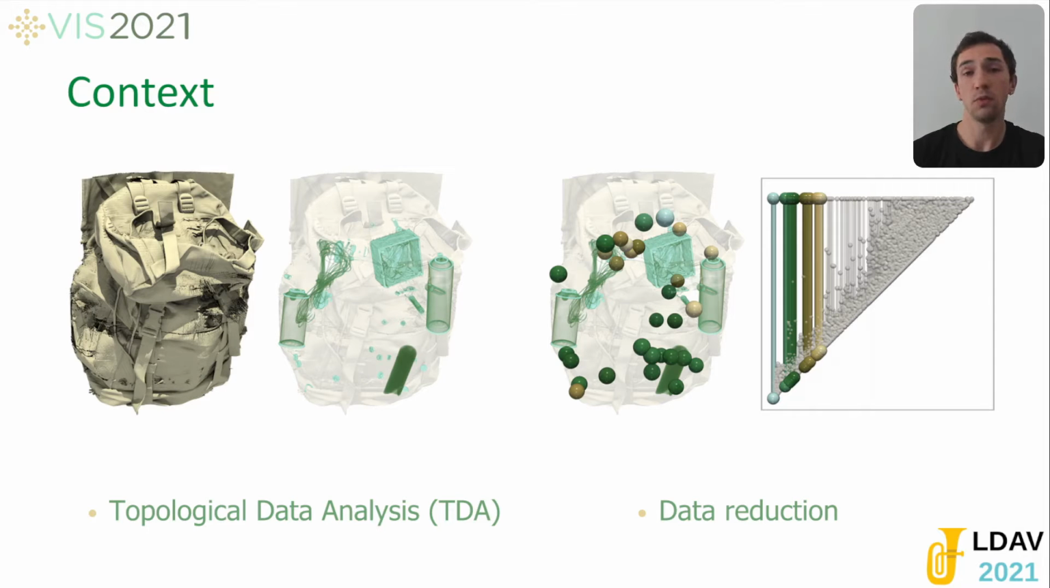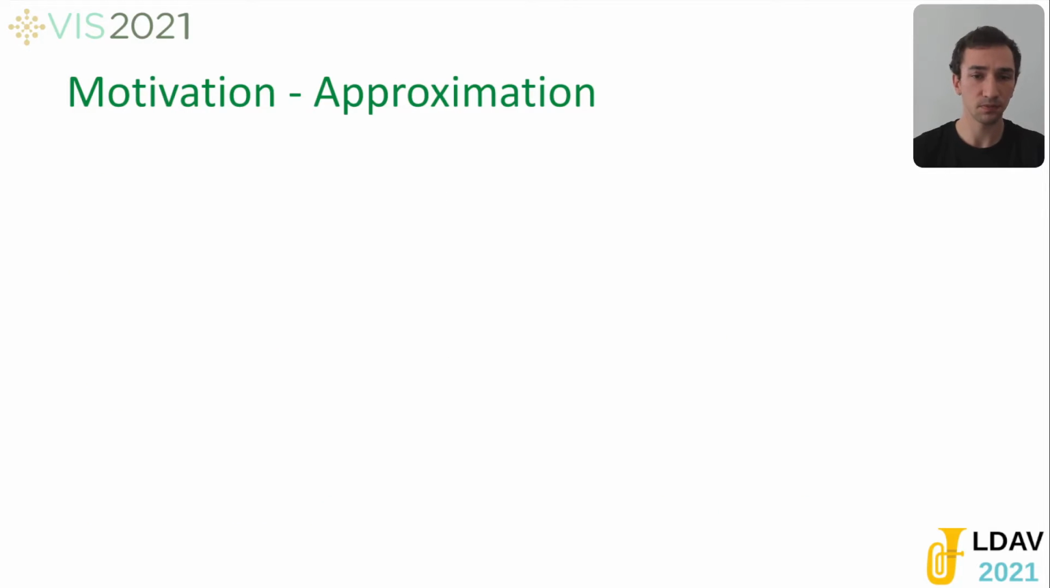However, the computation of the persistence diagram can take some time on large and noisy datasets. For instance, this diagram on the backpack dataset takes 70 seconds to compute on my machine with the topology toolkit. So it's not unreasonable, but it can still limit the interactivity of the analysis. And so this motivates the development of approximation techniques in order to reduce computation times and increase interactivity.